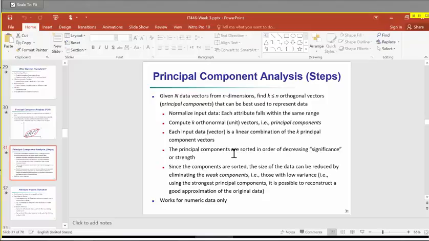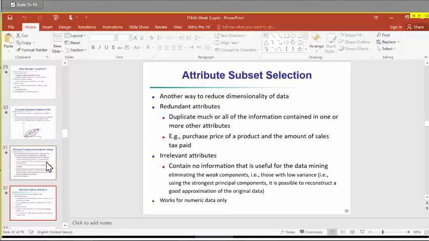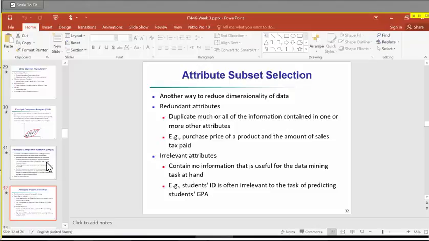So you can just go through these steps once again. First we normalize the input data, then we compute the k orthogonal vectors, then each input data is a linear combination of the k principal component vectors. The principal components are then sorted in order of decreasing significance or strength, and then the highest are selected and the weakest are discarded.